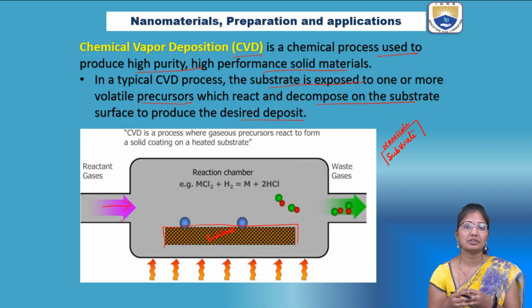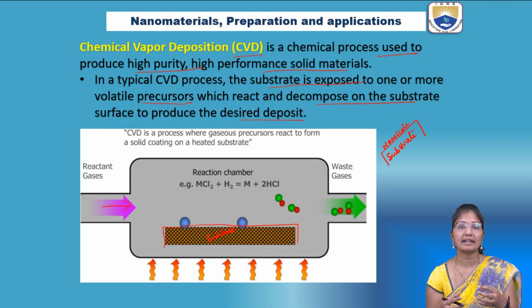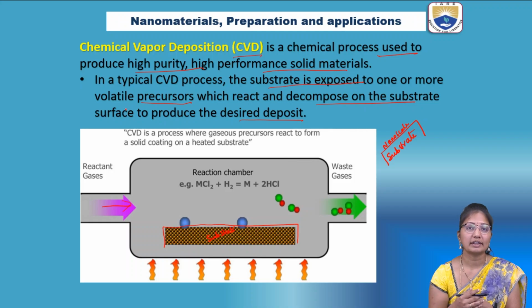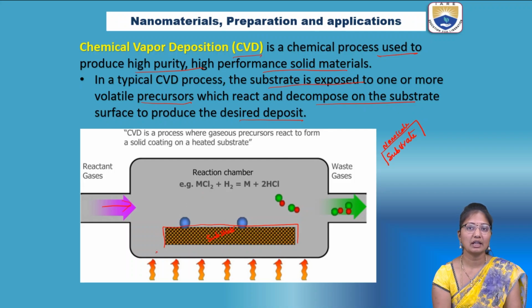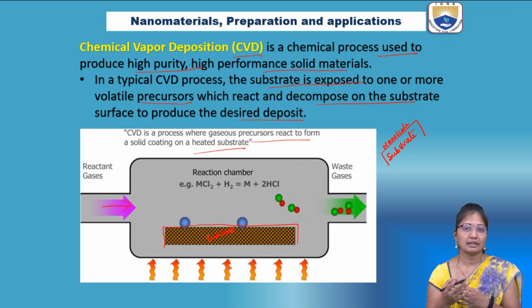In this reaction chamber, the reactant gas goes and is exposed to the volatile precursors, so they react and give the deposition, and the waste gases are eluted. This whole process happens in the presence of heat. It is a heating chamber where this reaction takes place, and the deposits of the nanomaterials form on the substrate. These gaseous precursors react to form a solid coating on a heated substrate. Here the substrate is heated continuously. This causes the solid coating of nanomaterials on the substrate.